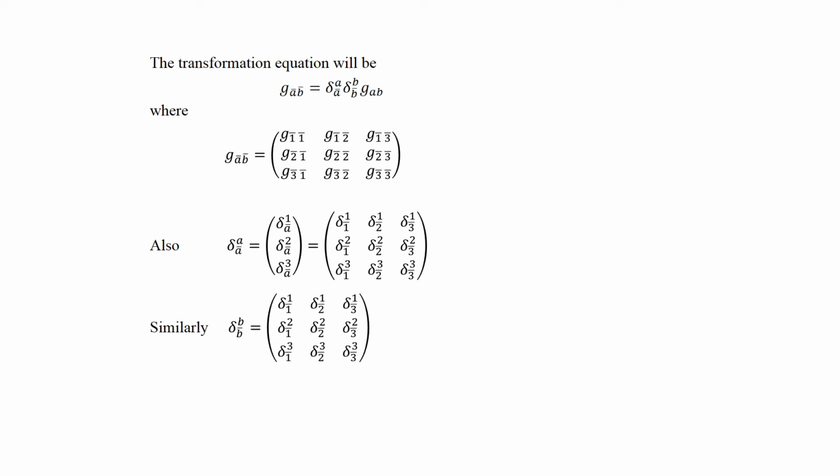The transformation equation will be G A bar B bar is equal to... this formula is the same for every equation, meaning it is just the transformation equation of a metric tensor. G A bar B bar is equal to delta A bar delta B bar into G A B, where GAB is the Cartesian metric, equal to 1 0 0, 0 1 0, 0 0 1, an identity matrix of order 3 by 3.